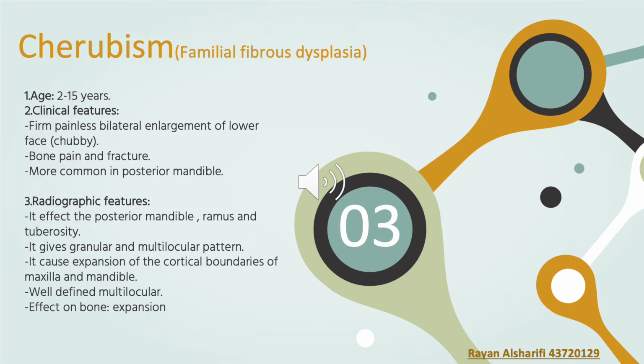The third differential diagnosis is cherubism or familial fibrous dysplasia. The common age group is between 2 and 15 years. Clinical features: firm, painless bilateral enlargement of the lower face, chubby face, pain and fracture, and it's more common in the posterior mandible. Radiographic features: it affects the posterior mandible, ramus and tuberosity, gives a well-defined multilocular pattern, and causes expansion of the cortical boundaries of the maxilla and the mandible.